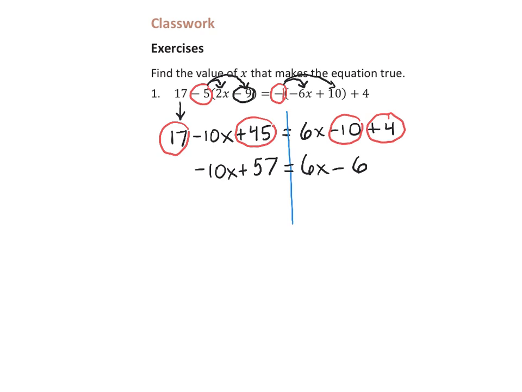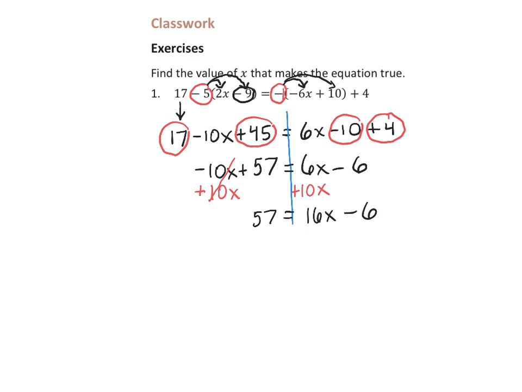And now this is where we talk about the people in the room. So imagine the left side is Miss Campos's room and the right side is my room. So think about -10 is smaller than +6. So we can do either one. We can move the x's to either side, but I'm going to move the x's over that are smaller. So I'm going to say we're going to take that -10 and add 10 x's to both sides. Just like we have been doing, we just move it from one side to the other side. This left side cancels out, and you're left with 57 equals 16x minus 6.